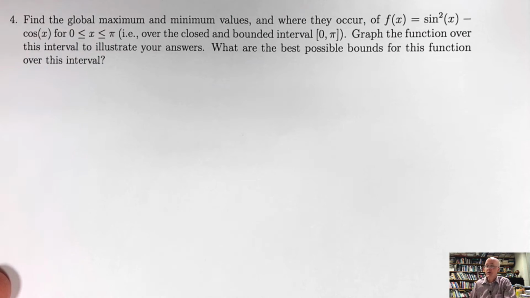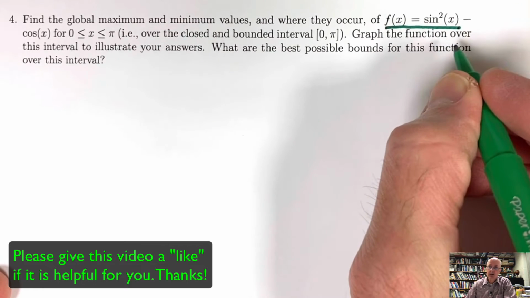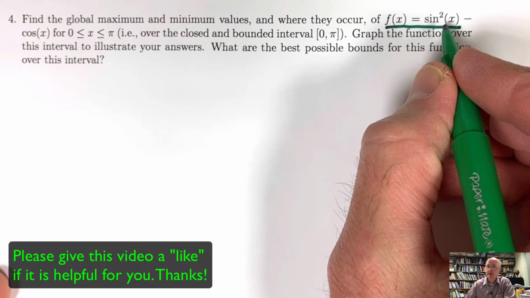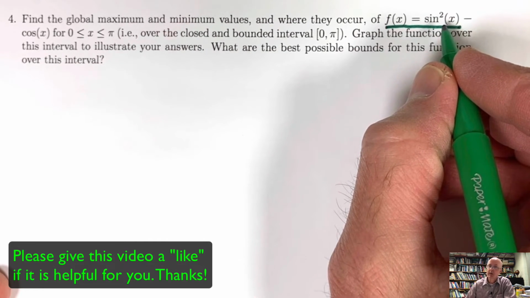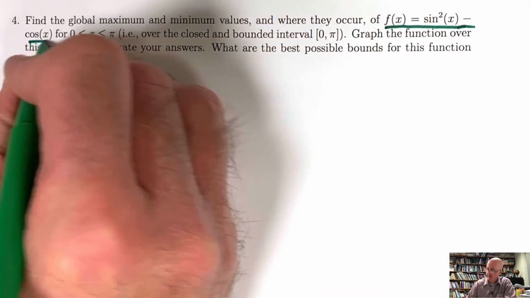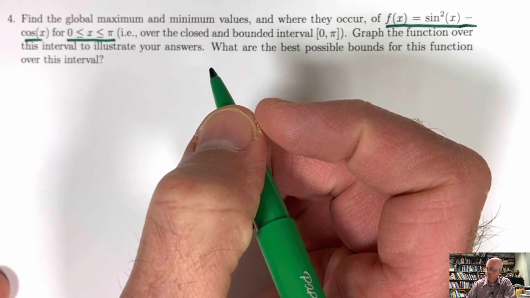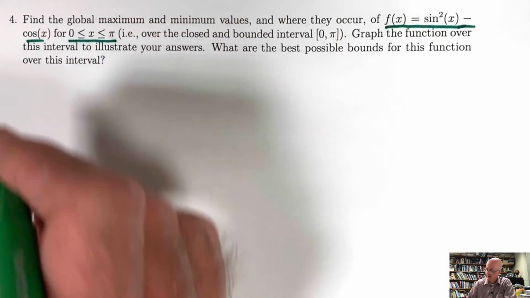Number 4 is a trig function example. f of x equals sine of x quantity squared. That's what that notation means. We sometimes say sine squared x, but we mean sine of x and then square it, minus cosine of x. The interval in question is the closed and bounded interval from 0 to pi. Do the same kinds of things.